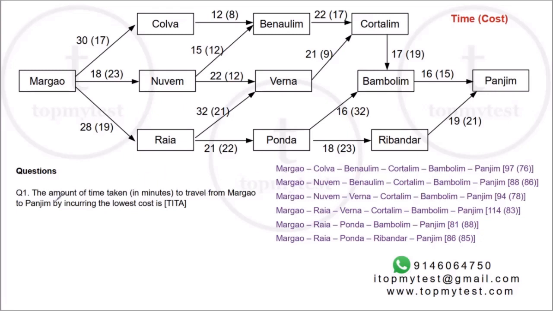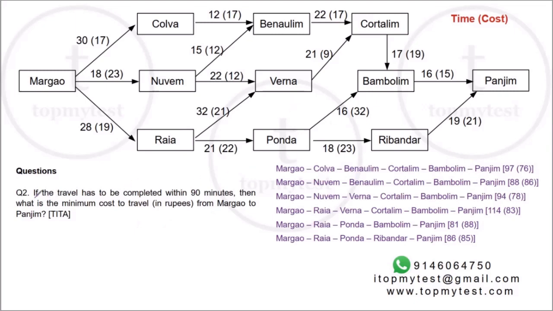Okay, so let's start. Question number 1, the amount of time taken in minutes to travel from Margao to Panji by incurring the lowest cost. I need the cost to be the lowest. So the bracket value should be the lowest. 76, 86 is higher, 78 is higher, 83 is higher, 88 is higher, 85 is higher. So this will be the value. Okay, what do you need? Amount of time taken. Time taken will be 97 minutes, right? Lowest cost is 76 rupees. Time taken is 97 minutes, right? Job done.